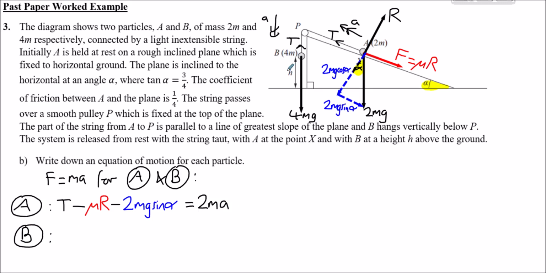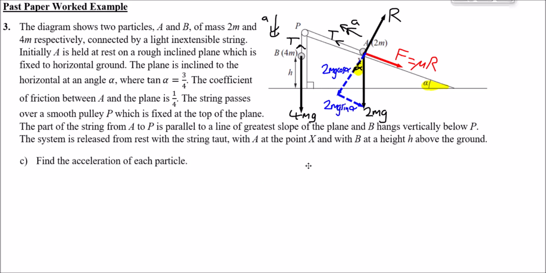For B, the acceleration will be going downwards, so the direction is down, so 4mg, subtract T acting against it, will be equal to the mass of B, which is 4m, multiplied by a, where a is its common acceleration. So that's all we need to do for now for part B.